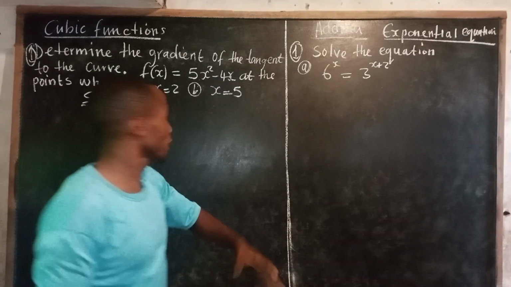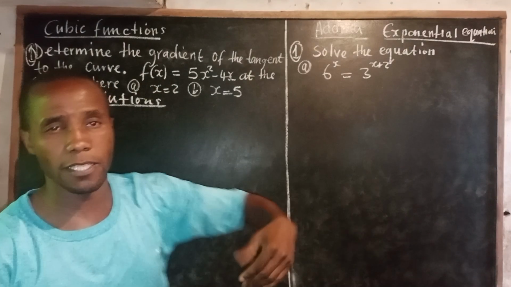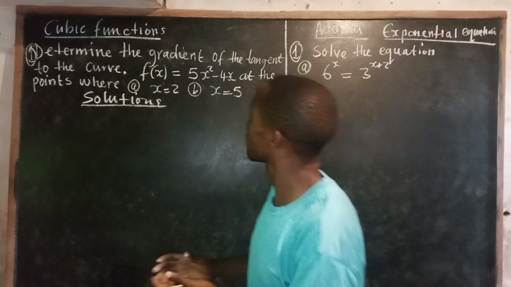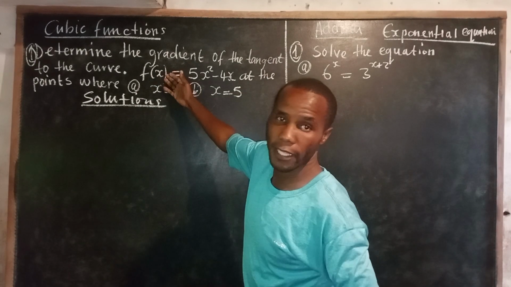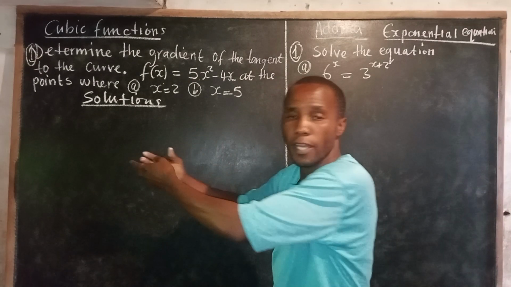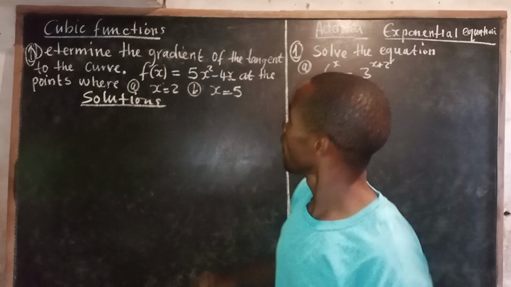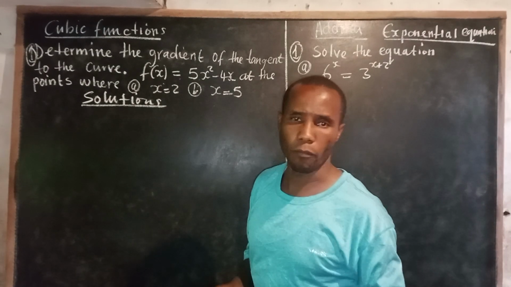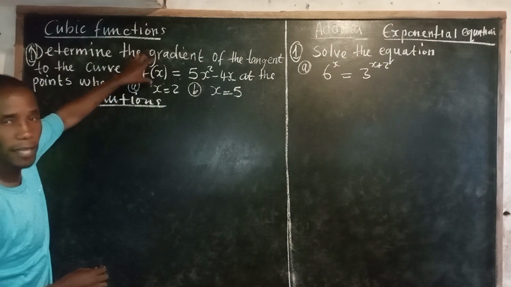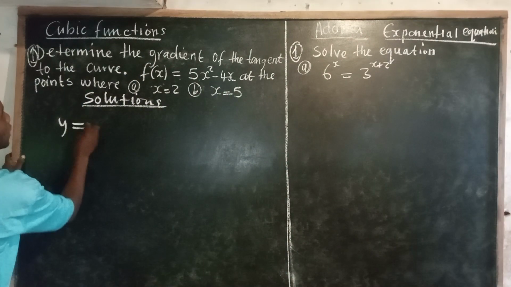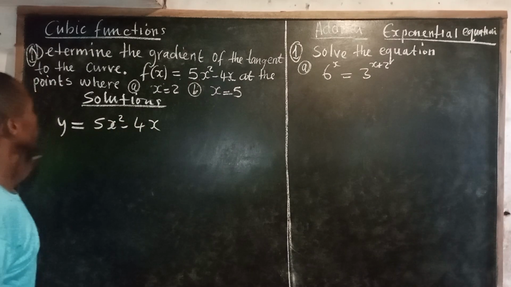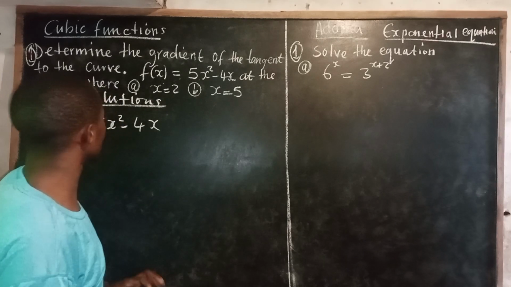So what am I trying to say? Remember, f of x simply means y. Whenever you see f of x, it can be any other letter inside there, but that is y, because when we are dealing with equations in explicit form, this is what we are doing. So here we are going to write y is equal to 5x squared minus 4x. It is this curve that we are going to differentiate.